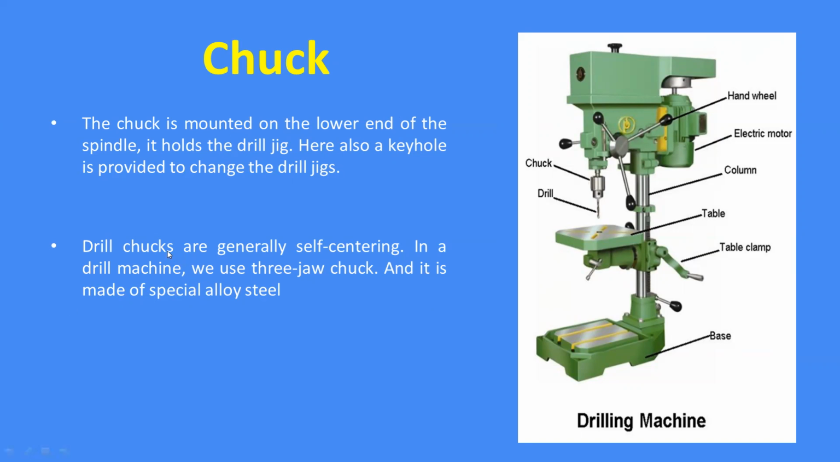Okay, so you can see these drill jigs are always generally self-centering. What is self-centering? Whatever the operation might be, they will get back to their position. So what chuck do we generally use? We generally use a 3-jaw chuck, and it is made up of special alloy steel.